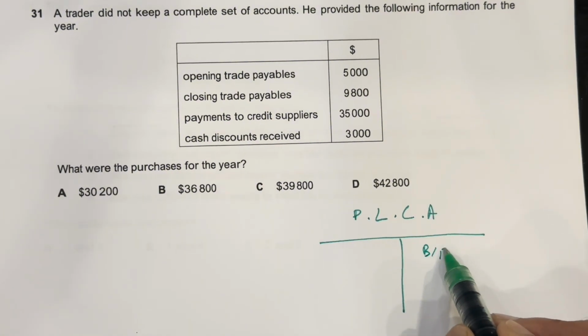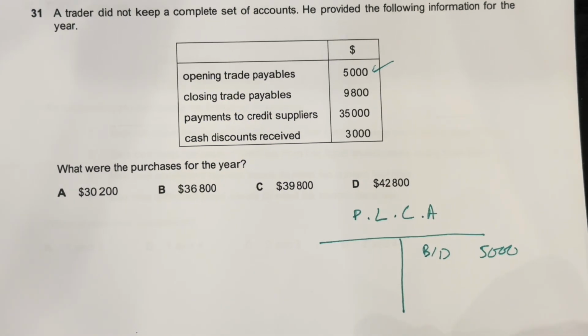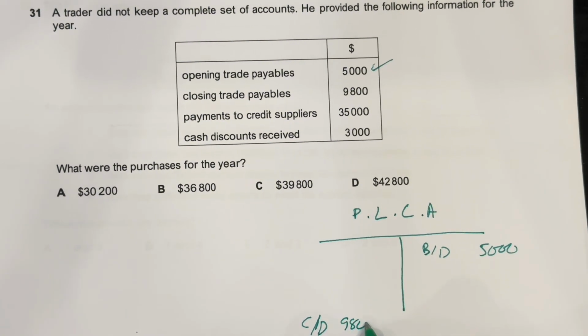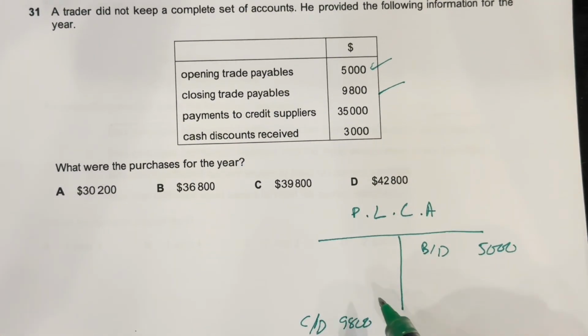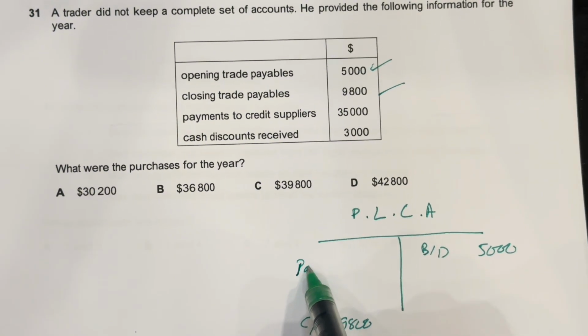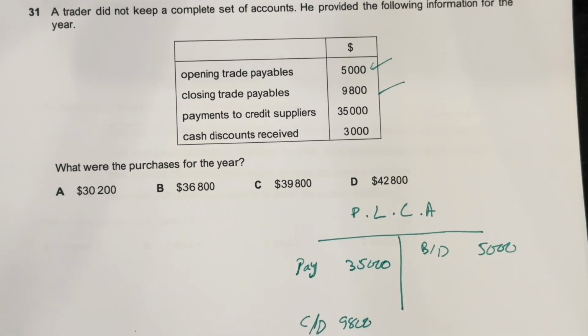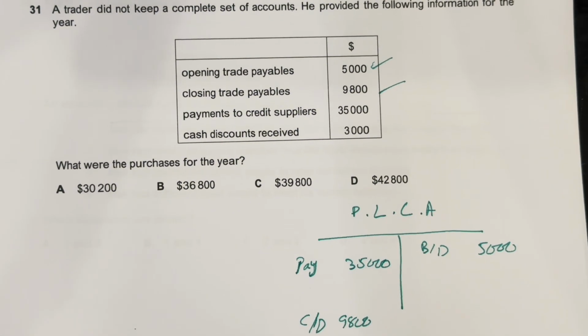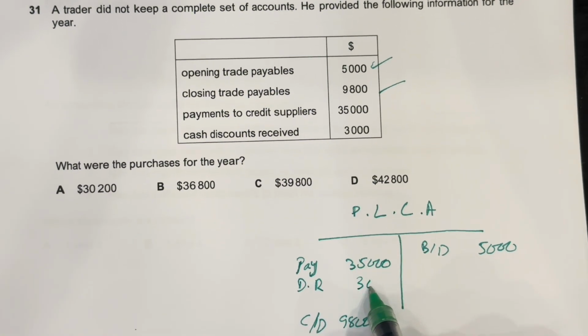Know that the opening balance is 5,000, and the carried down balance, the closing balance, is also given, that is 9,800. Payments to the credit supplier, this is also given, that is 35,000. Now cash discount received, that is discount received, this is 3,000.